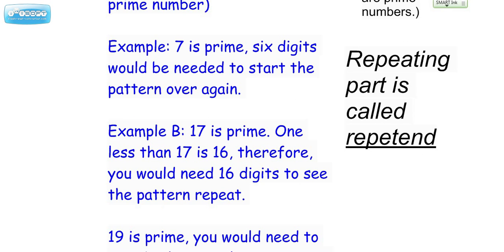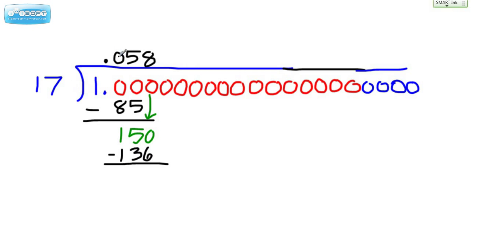Now if we were to do something like 1 divided by 17, we would start and it would look like this. Now that's a prime number. If you think about what's 1 less than 17, you would get 16. I wouldn't find the pattern repeating until I got to this 0 right here, and then when we do the blue zeros, you would start to see this very long number that would be 16 digits long. It would start to repeat.